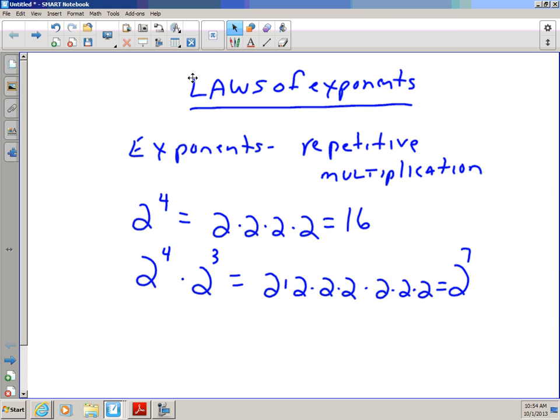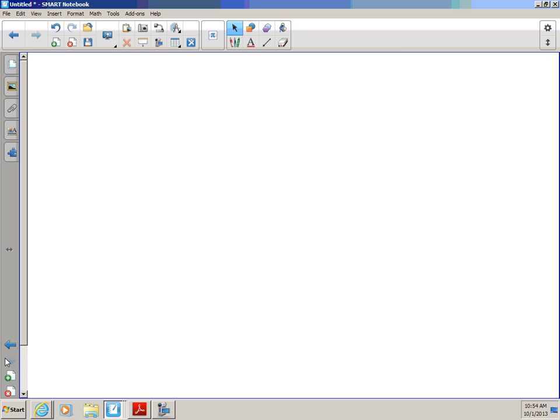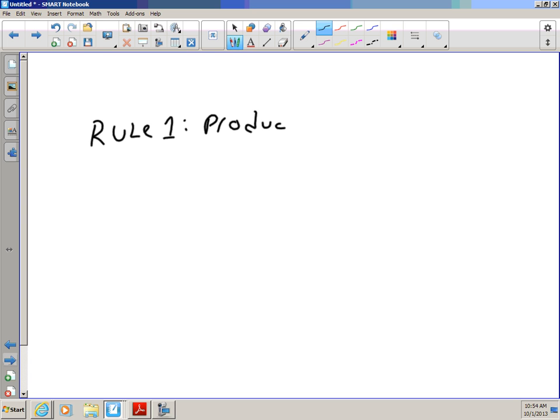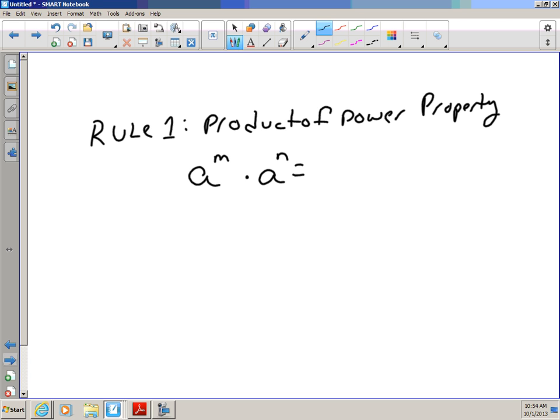So the first rule that we're going to deal with is called the product of power property. And what that tells us in algebraic form is that a to the m power, a is the base, m is the exponent, times a to the n power is equal to a to the m plus n power.